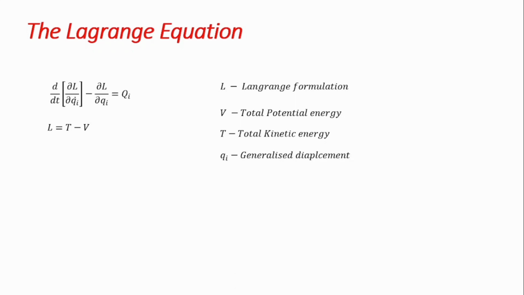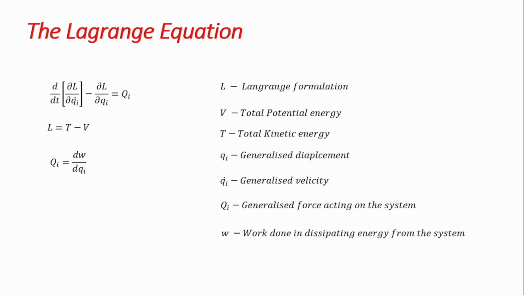Then we have Qi. Qi is the generalized displacement of the system. Then we have Qi dots. That's the generalized velocity. Once you have generalized coordinates and you find the derivative with respect to time, what you have is generalized velocity. Then there is capital Qi. That's the generalized force acting on the system, which is a function of the virtual work in the system as a result of damping. So W is the work done in dissipating energy from the system when there is damping or there is any form of friction in the system.